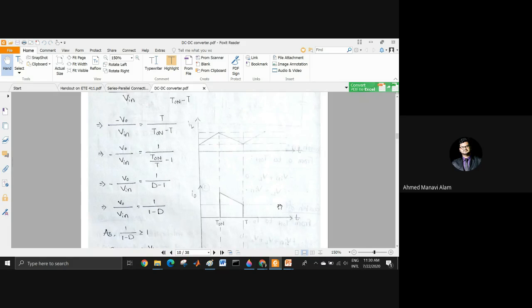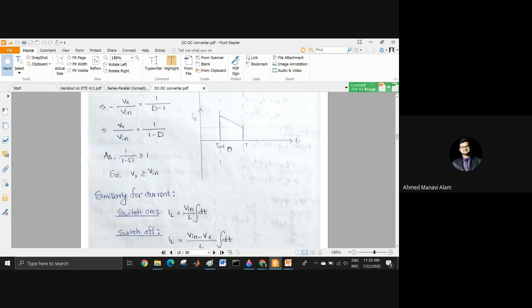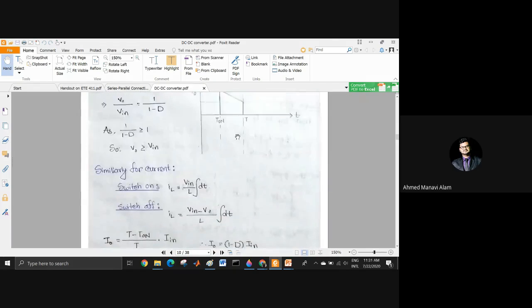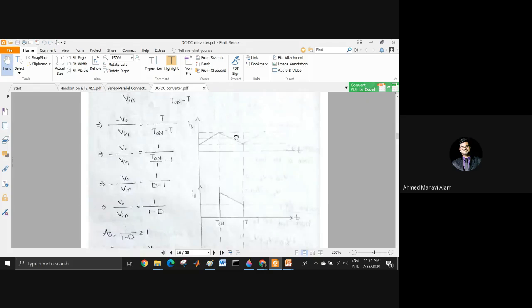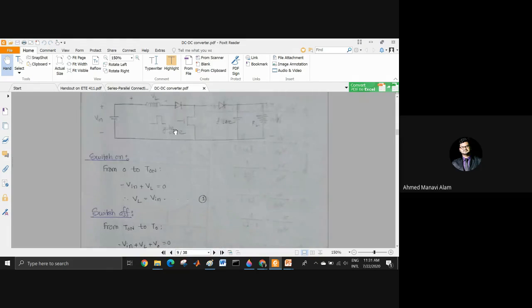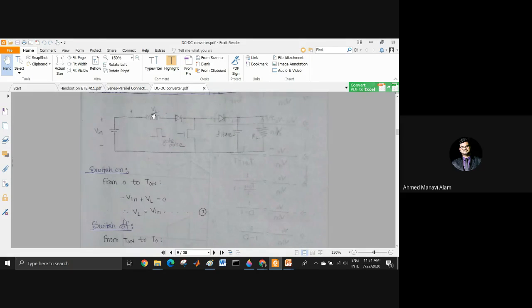Now, the wave shape is a tricky business here. The wave shape of currents is a tricky business here. Why am I saying it is tricky? For both the on and off state, there is always a current across the inductor.